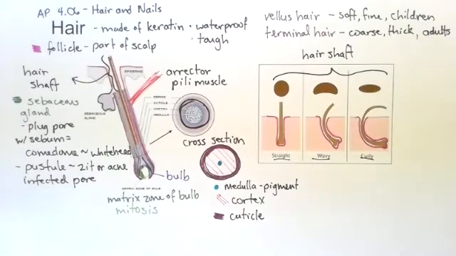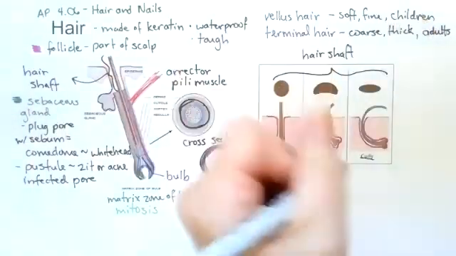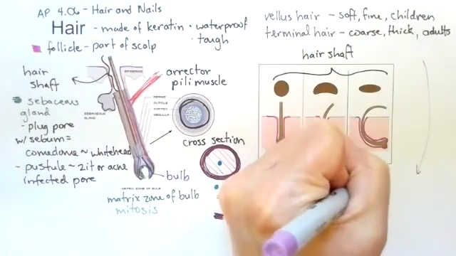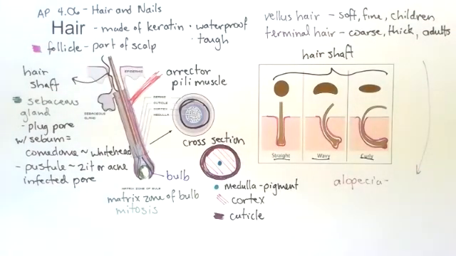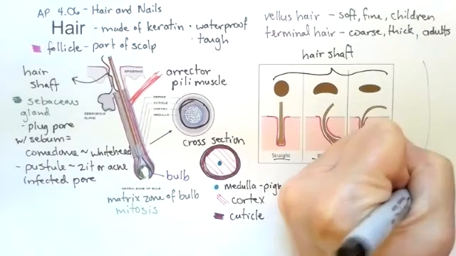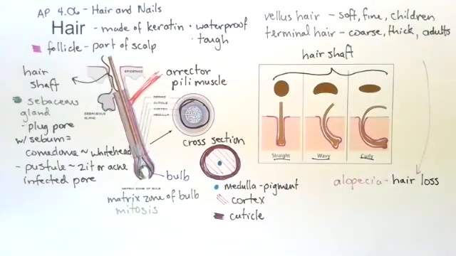Well, we can have a condition called alopecia. I'll have to write it down here. Alopecia is just the general name for hair loss. So alopecia just means hair loss. And there's lots of different ways we can have hair loss. We could have male pattern baldness. Females can actually have pattern baldness too. It's not as common because it's a sex-linked trait.